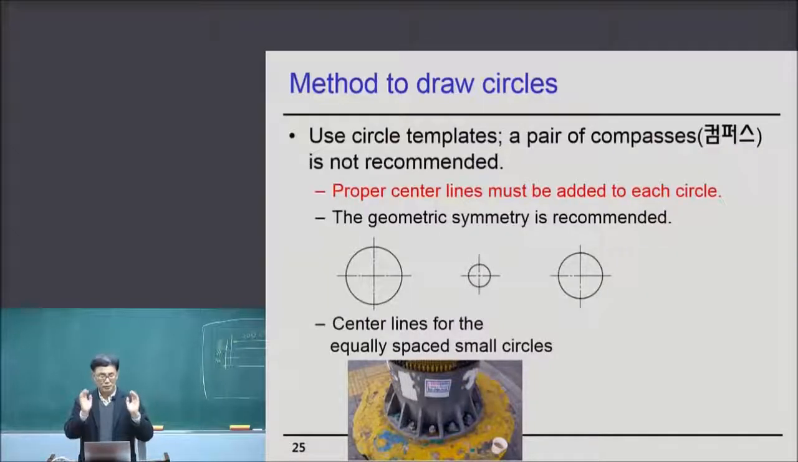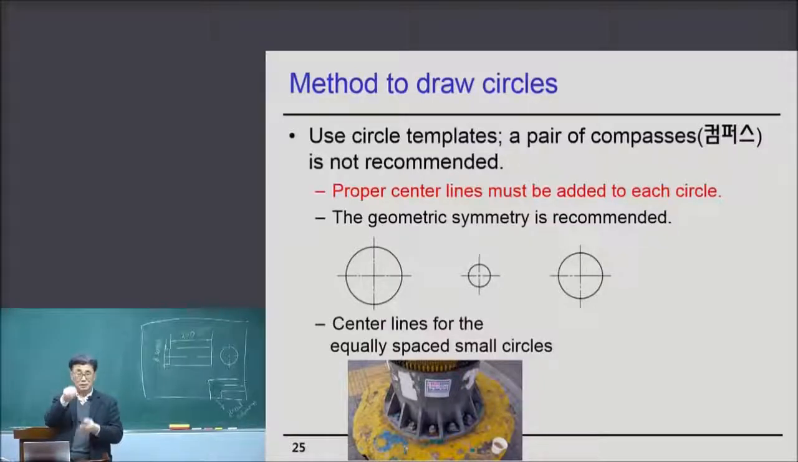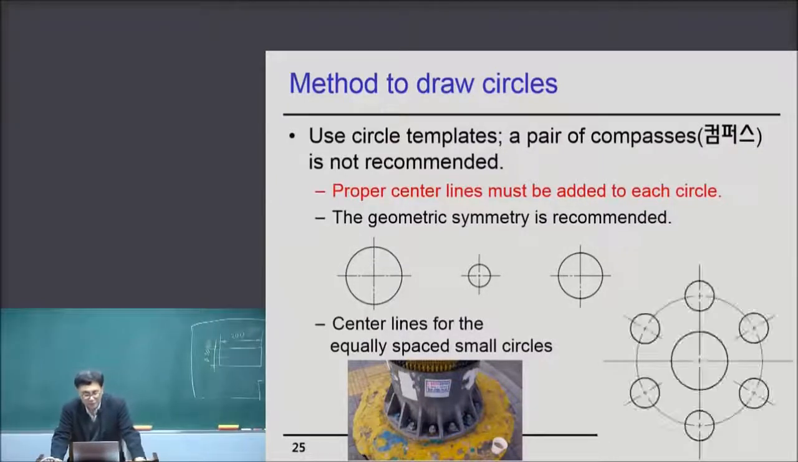Equally spaced, so there are so many equally spaced small circles in many products. You see the automobile tire, looking at the center, there are circles for bolting. This is equally spaced. So you are going to generate many equally spaced circles in your drawings, naturally. In that case, for those equally spaced small circles, the center line is also a circle, and also the other center line is looking at the center of the large circle. This is the proper way of making center lines for equally spaced small circles.